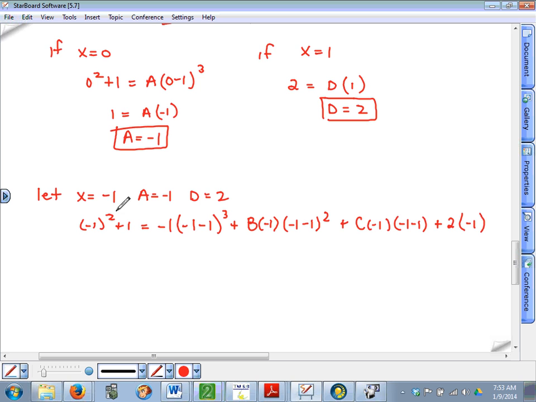Let's go ahead and solve this. -1 squared is 1, 1 plus 1 is 2. So the left side there gives you 2. That was not so bad. But on the right side, you really got to pay attention to your arithmetic. It's simple arithmetic, but you got to pay attention to it.